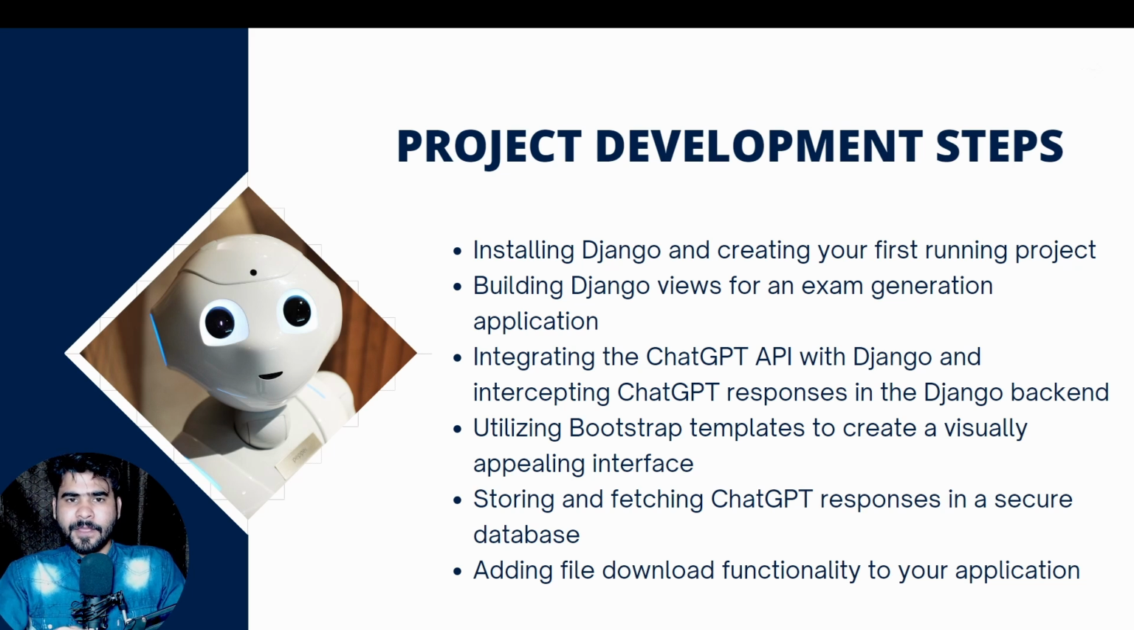After that we can define the complete exam generation application over our view. So building a Django view, again under Django we have many files like views, URLs, settings, server. Okay, so we can understand all the files one by one, no need to worry. Now we have integrating the ChatGPT API with Django, so that we will get the complete responses based upon our API, and we can store them in our database.